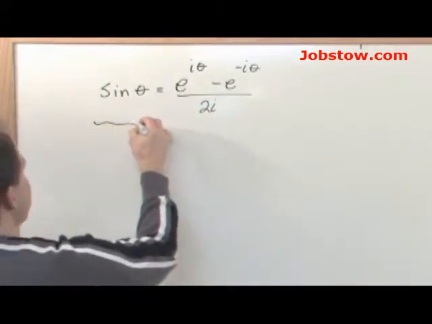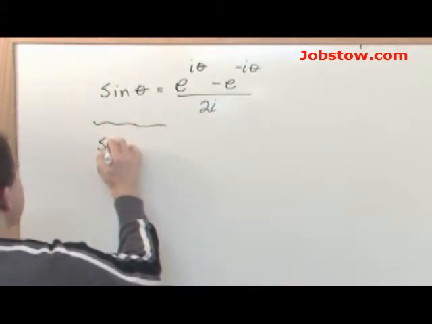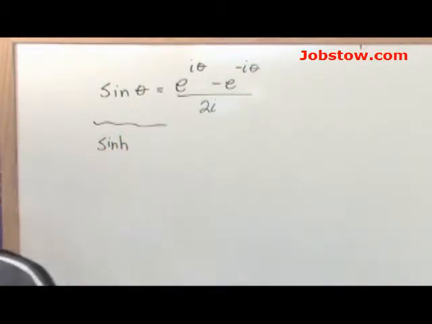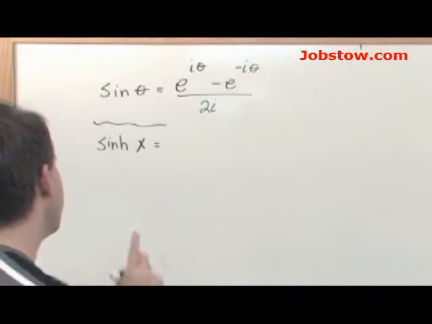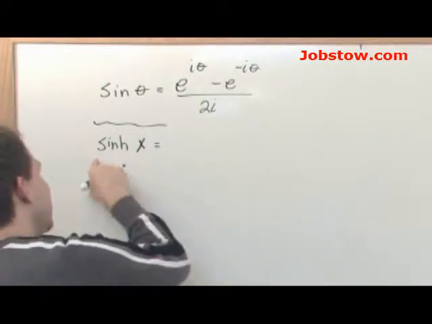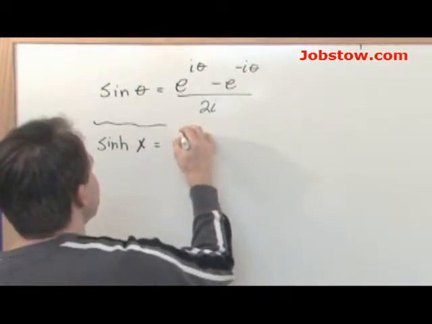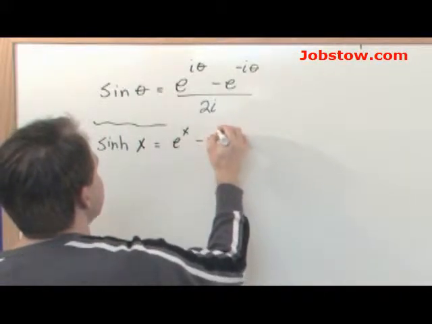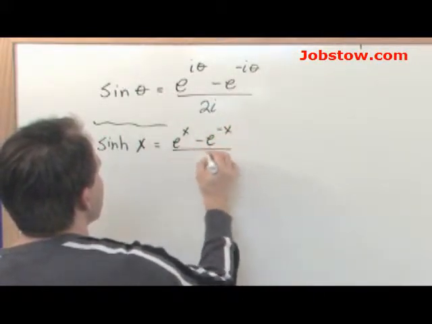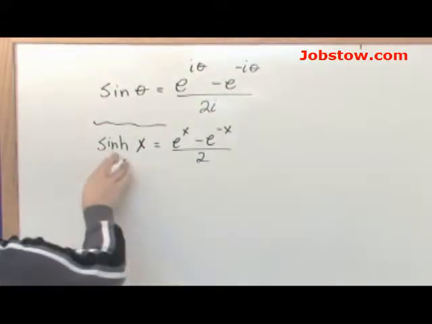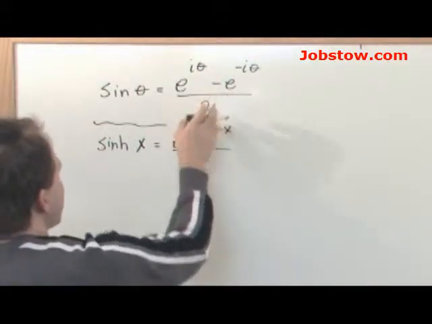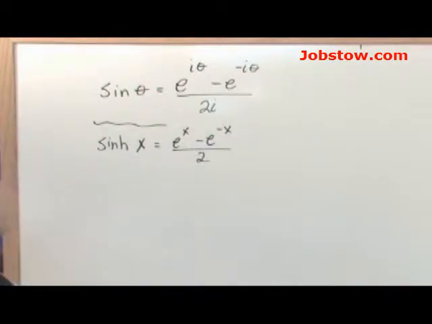The reason I say it is because the hyperbolic sine of some number x is very, very similar, and that's why they call it hyperbolic sine. It's written as e to the x minus e to the minus x, over 2. So you see that right there? Hyperbolic sine is the sine function with all of the i's missing. So that's why they call it hyperbolic sine.